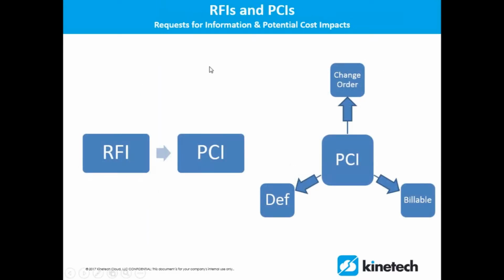Next, we're going to talk a little bit about RFIs and PCIs. So RFIs, requests for information over to the architect and potential cost impacts. So a request for information to your architect may potentially include a cost impact.